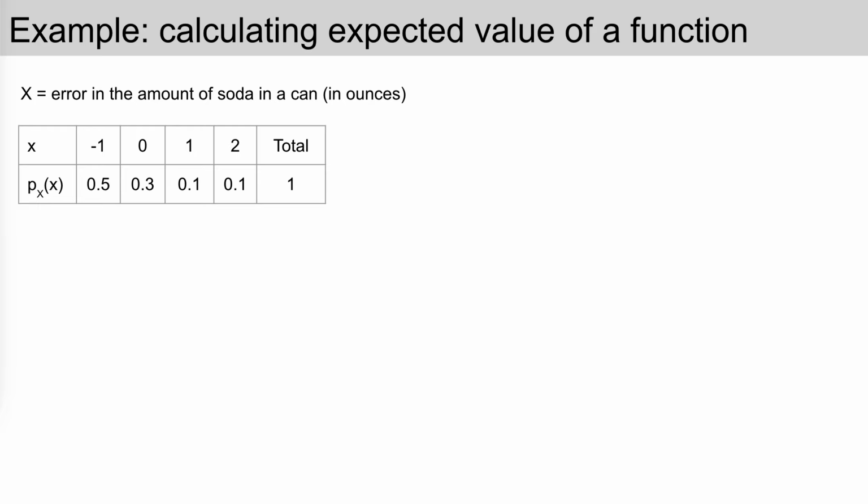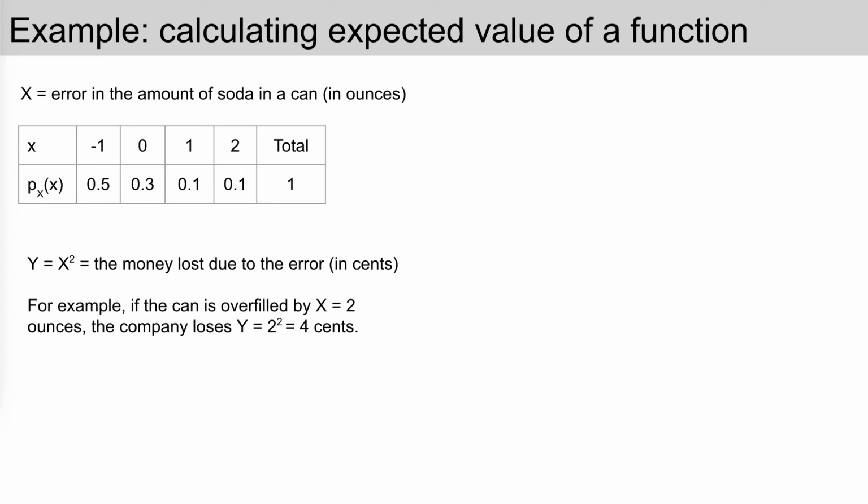Next, let's tweak this example. Suppose that the company loses some money for any error that they make, and that the amount of money they lose depends upon how big the error is. Specifically, let y equal x squared be the money lost in cents. For example, if a can is overfilled by x equals 2 ounces, then the company loses y equals 2 squared, or 4 cents. Now, note 2 things.